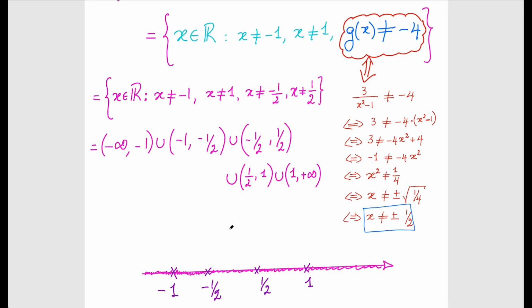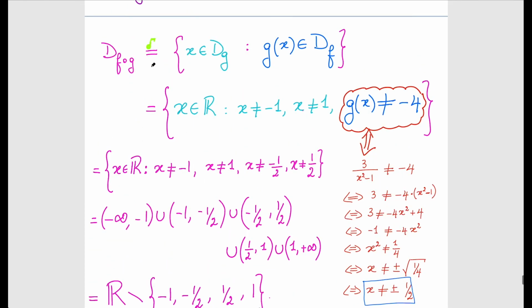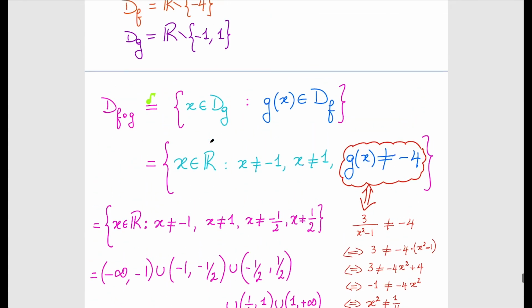If you prefer to write it using set theoretic minus, it's the set consisting of all real numbers except throwing away those 4 guys. So throwing away this quartet, minus 1, minus half, 1/2, and 1. Okay? Alright, so that's how we find the domain of composite function.